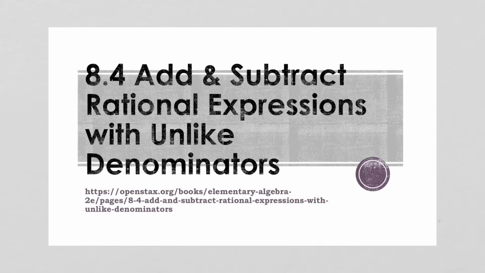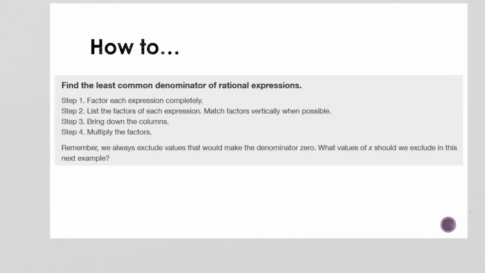Okie dokie, so now we're going to add and subtract rational expressions with unlike denominators. This creates just a little bit of extra work, but I think all of you can handle this. All right, so you might want to read through this or maybe jot this down. So the first thing you want to do is factor each expression completely. Make sure you get your GCFs out, make sure you factor it to the lowest possible form.